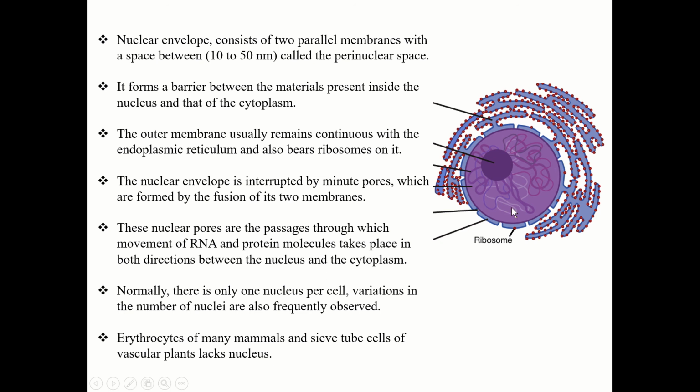Normally, there is only one nucleus per cell. Variation in the number of nuclei is also frequently observed. In some cells you will find many nuclei, whereas in some cells you will find only one nucleus per cell, such as plant cells and animal cells. But many nuclei you will find in fungi, in coenocytic hyphae. Erythrocytes of many mammals and sieve tube cells of vascular plants lack a nucleus. So these are the exceptions.